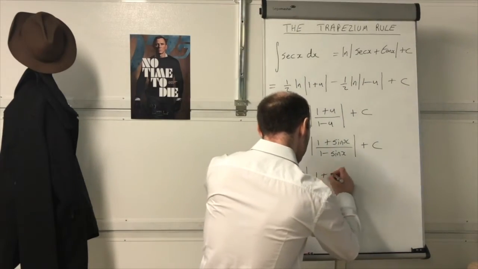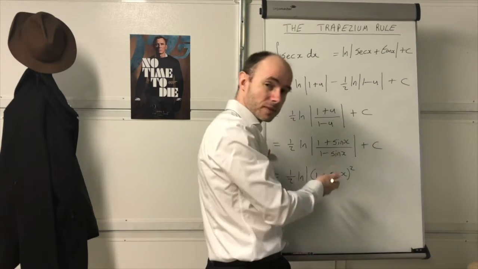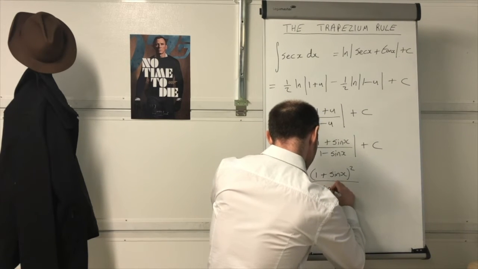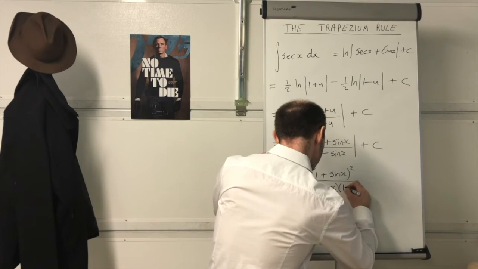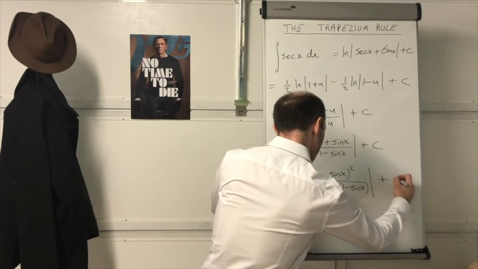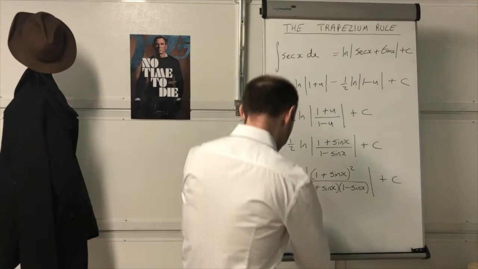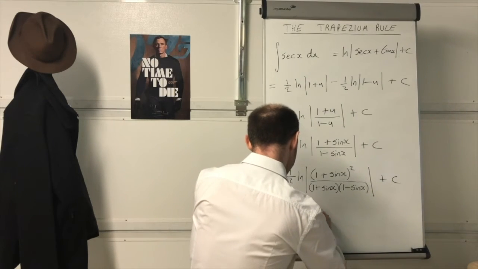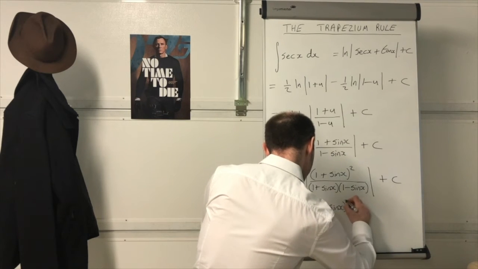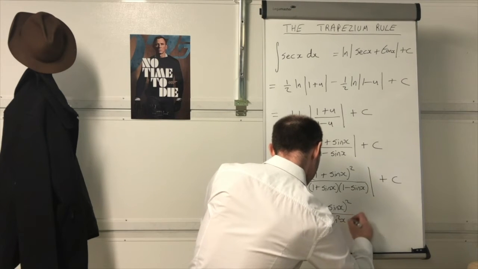So I'm going to multiply the top by 1 plus sine x. What do I get? 1 plus sine x times 1 plus sine x, plus sine x squared. Times the bottom by 1 plus sine x. Right, let's write it down like this first of all. 1 plus sine x, 1 minus sine x. Difference of two squares, isn't it? So 1/2 natural log, and on top 1 plus sine x squared. Do not want to do anything with that. 1 minus sine squared x.